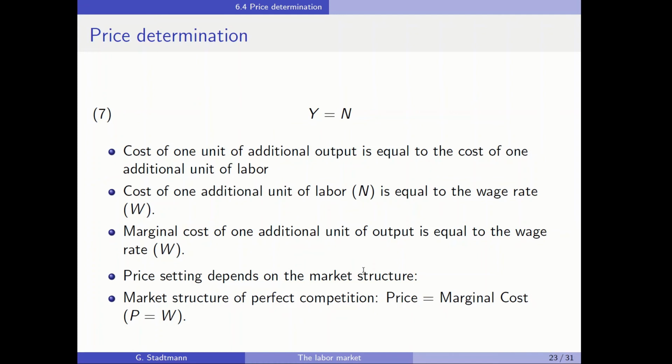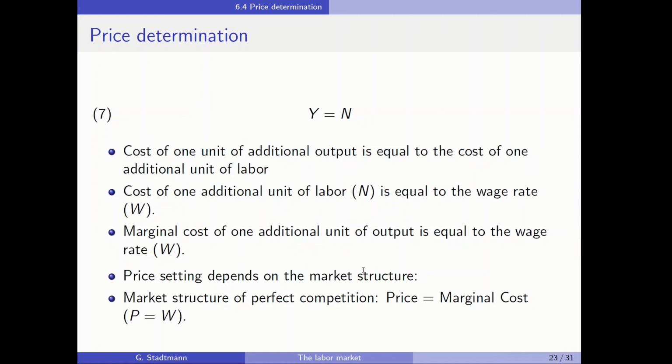We assume, furthermore, that the cost of 1 unit of additional output is equal to the cost of 1 additional unit of labor. And the cost of 1 additional unit of labor is equal to the wage rate W. So the marginal cost of 1 additional unit of output is equal to the wage rate. Price setting, of course, also depends on the market structure. And in the market structure of perfect competition, we have the profit maximization condition that price has to be equal to marginal cost, so P has to be equal to W.